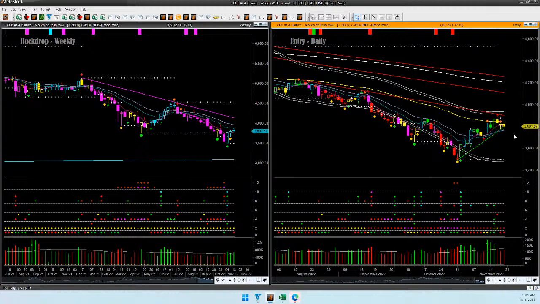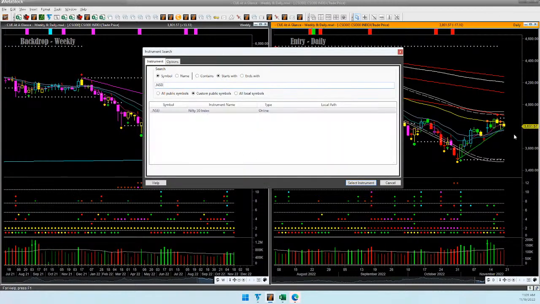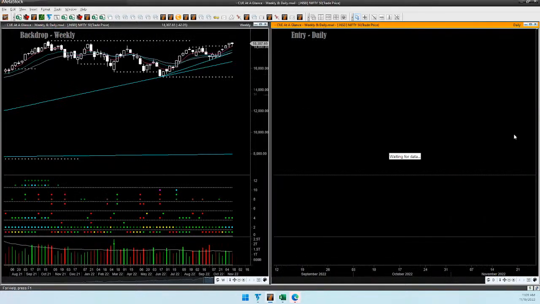3 out of 3 global markets, no preferred trading direction. Next is India's Nifty 50, the strongest of all the major markets we study.